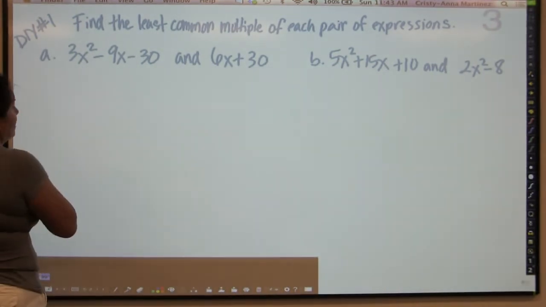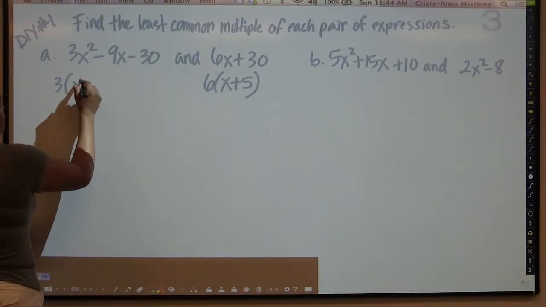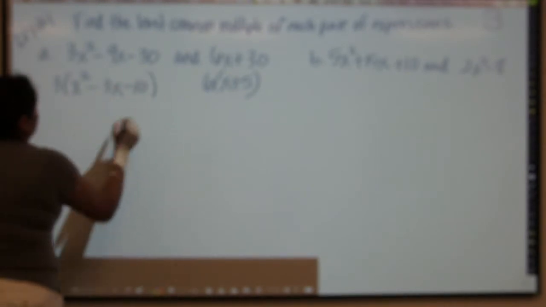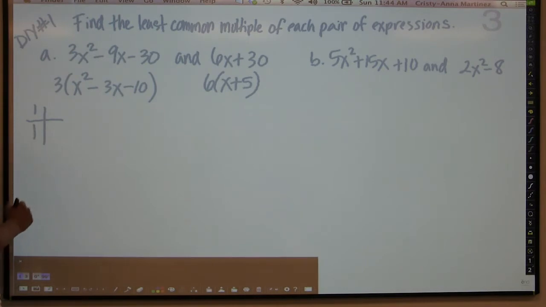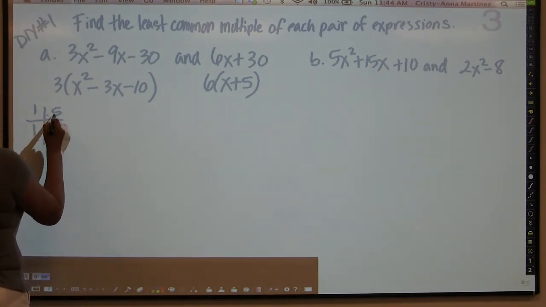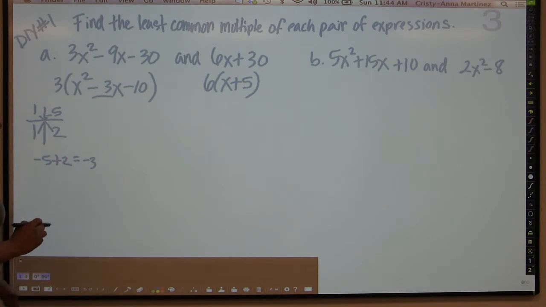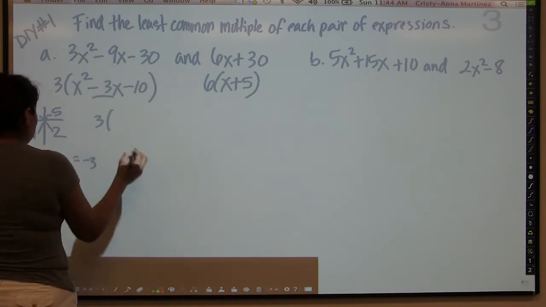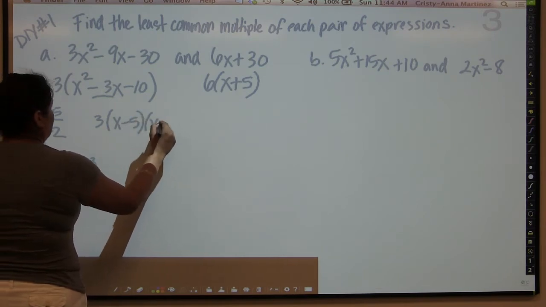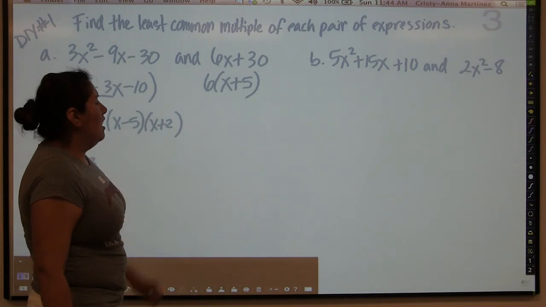So the first thing I'm going to do here is factor both expressions. Remember, it's asking for the least common multiple of each pair of expressions. So I'm going to factor out a 6 in this case and get x plus 5 for that one. This one, they all have a 3, so I'm going to take out the 3 first. So x squared minus 3x minus 10. And then I can factor the quadratic portion. I'll do negative 5 and 2; negative 5 plus 2 will give me the negative 3 I need for that middle term. So the complete factorization for A is 3 times x minus 5 times x plus 2. And then we have the 6 times x plus 5.